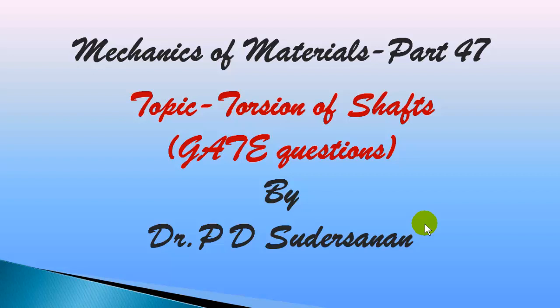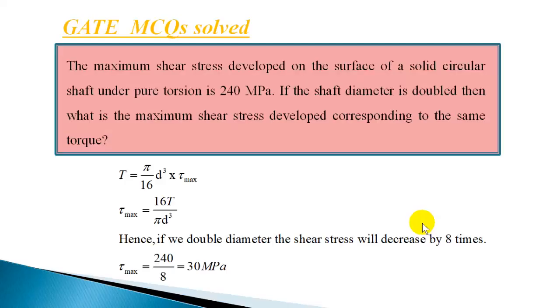In today's class, I'll discuss some of the GATE questions asked in past exams which are related to torsion of shafts. Let us start with the first question. The maximum shear stress developed on the surface of a solid circular shaft under pure torsion is 240 megapascal. If the shaft diameter is doubled, then what is the maximum shear stress developed corresponding to the same torque?